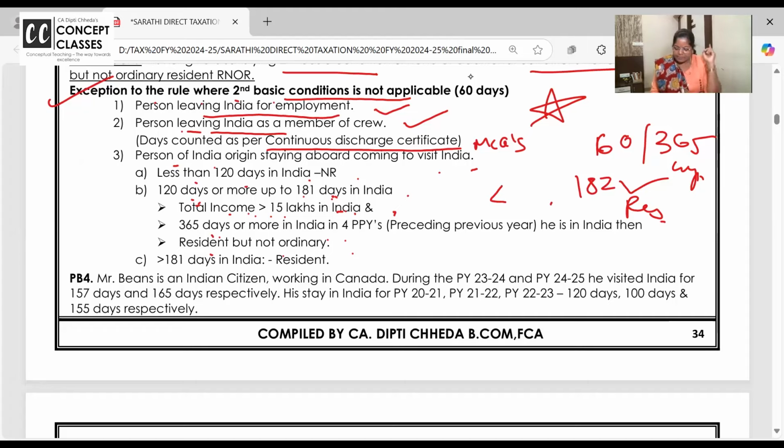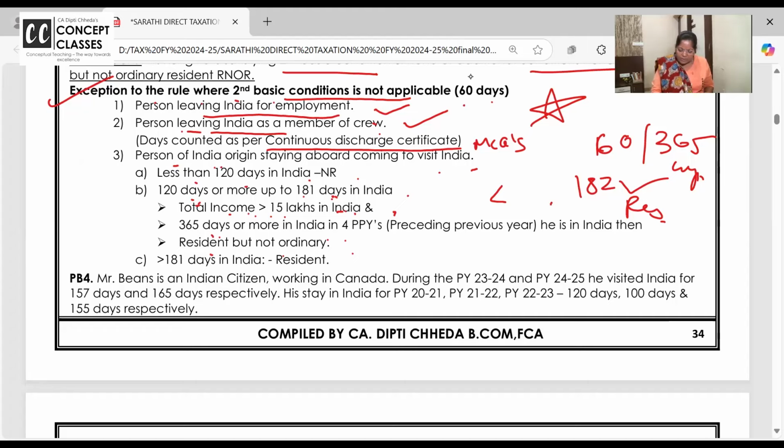Okay. Then the 60 days condition is not applicable for a person leaving India for employment as a member of crew. Please keep patience when I apply this. It will be surely clear. Sometimes it feels like you are getting a bit confused, but it will come.